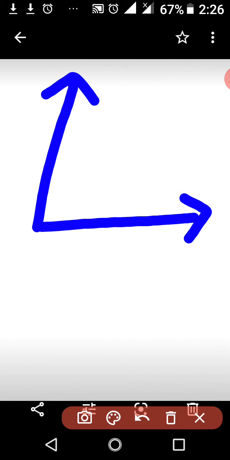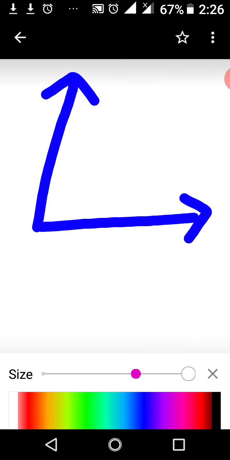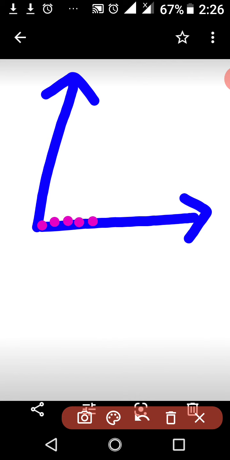Angle is the set of points. If you observe on both the rays, we have many points like this. So this is also known as a set of points. So an angle is a figure formed by two rays with the same initial point. This is the initial point, here we can say a vertex, and angle is the set of points. The two rays forming an angle are called arms or sides of the angle.